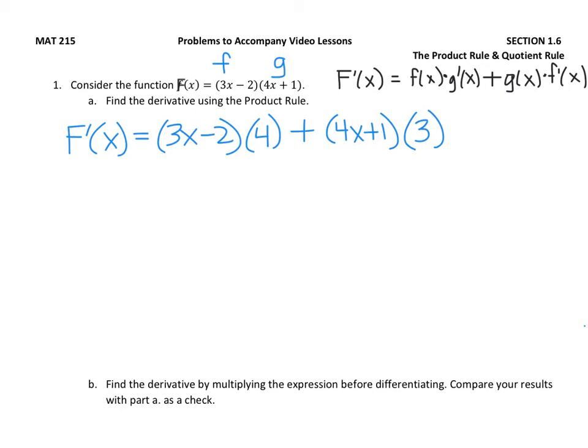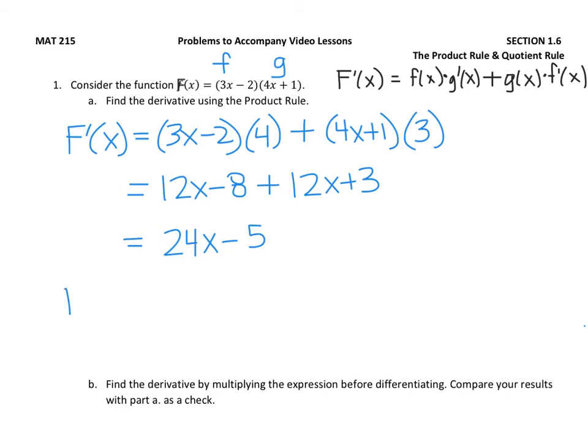So now we can simplify this. Distributing the 4, we have a 12x minus 8, plus, now distribute the 3, a 12x plus 3. Combine like terms. 12x and a 12x is 24x. Minus 8 plus 3 is a minus 5. So our derivative, F prime of x, is equal to 24x minus 5.